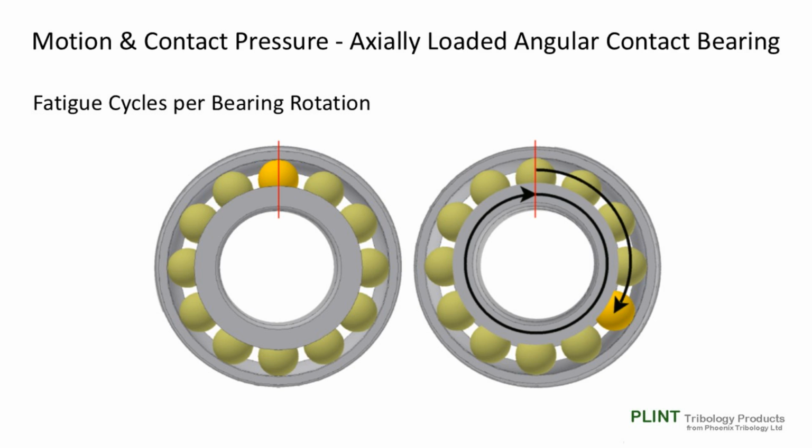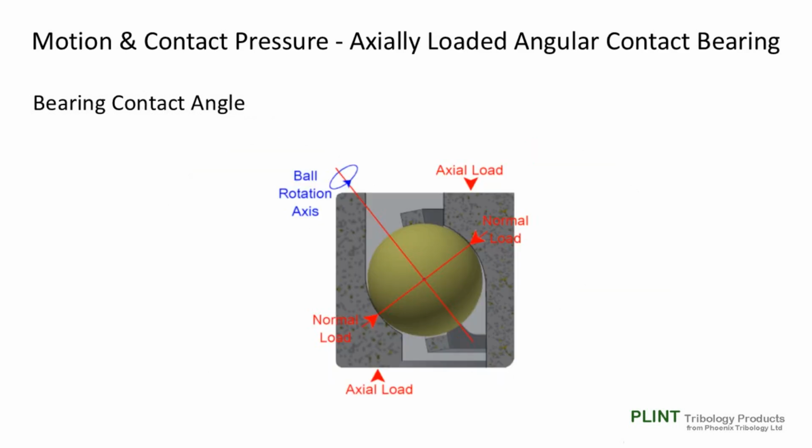Let's now consider the motion and contact pressure in an axially loaded angular contact bearing. The first thing to note from this illustration is that the speed of the inner race relative to the balls and the ball separator, not shown, is greater than that of the outer race relative to the separator. It follows that a given point on the inner race will be subjected to a greater number of stress cycles per revolution than the outer race.